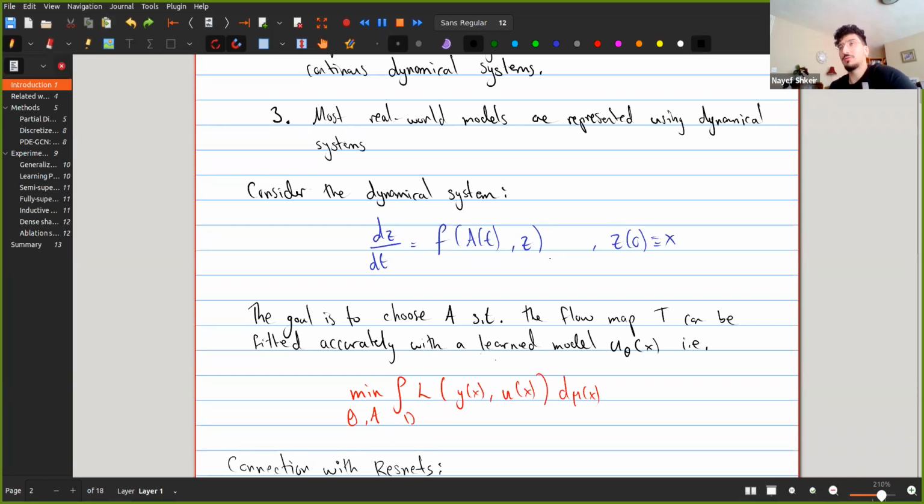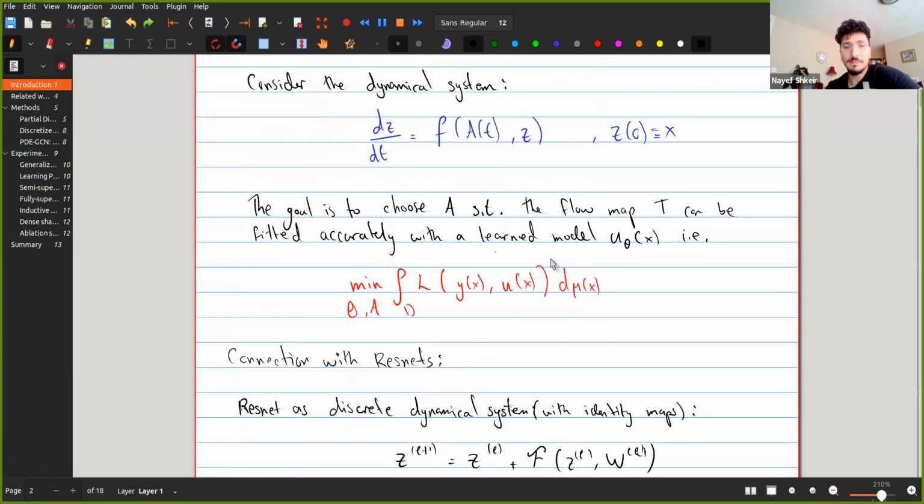So this learned model can be from any model, it can be just linear regression. And so you want to minimize the loss between, let's say, a function y on your domain and this learned model U. You want to minimize this loss over this domain. And so you want your dynamical system and your model to be as close as possible, to sort of model the same dynamics.